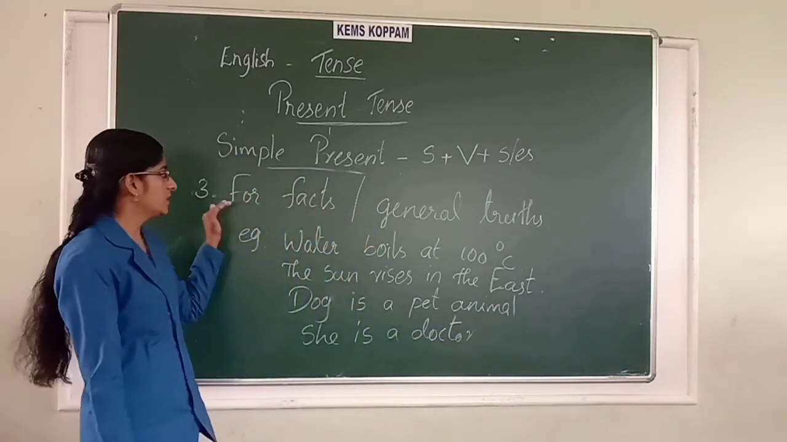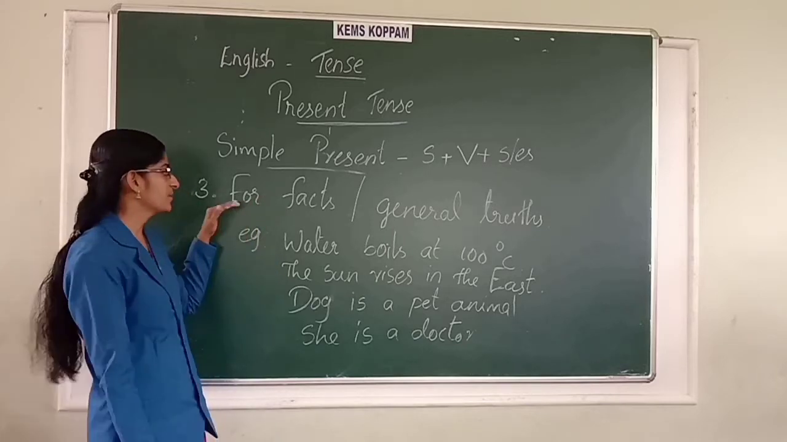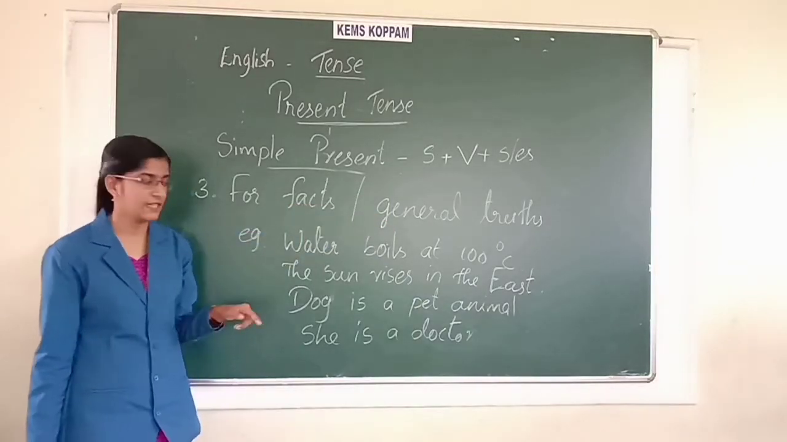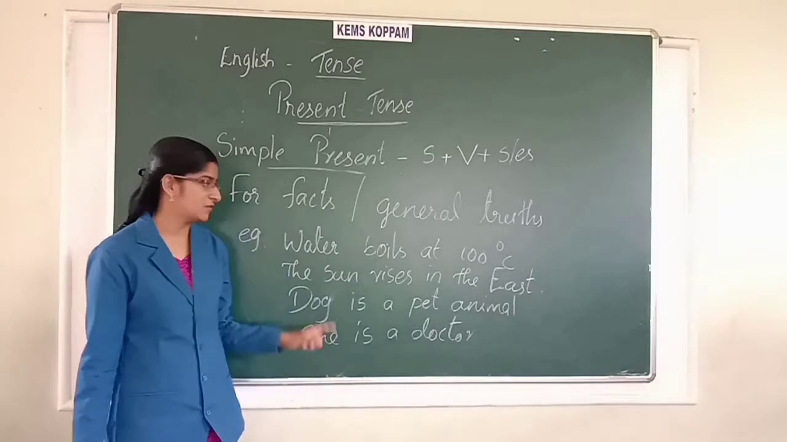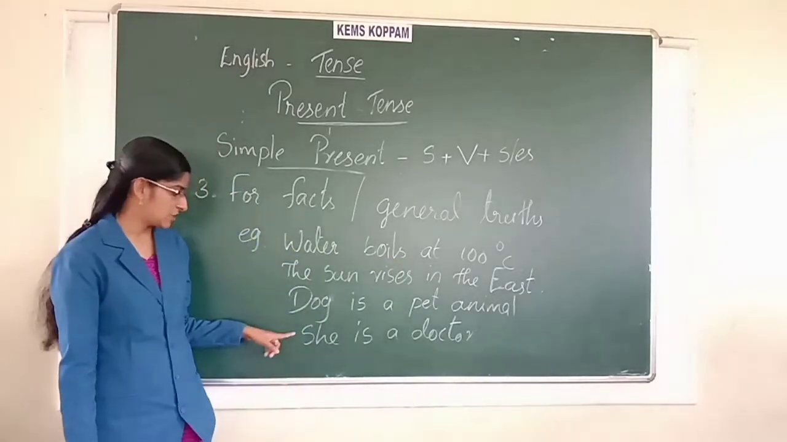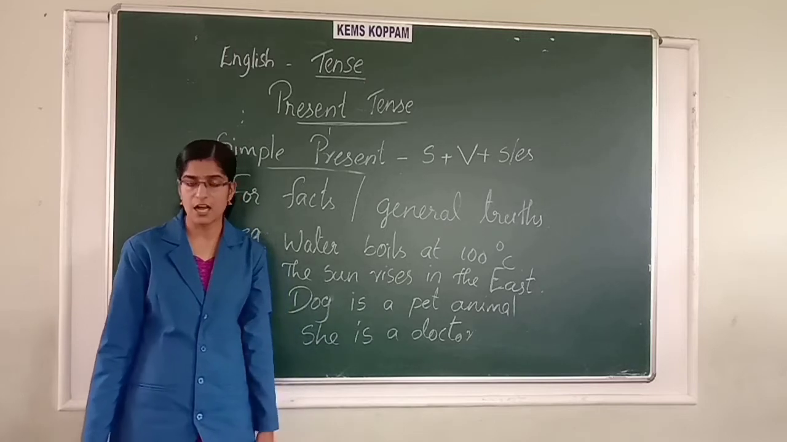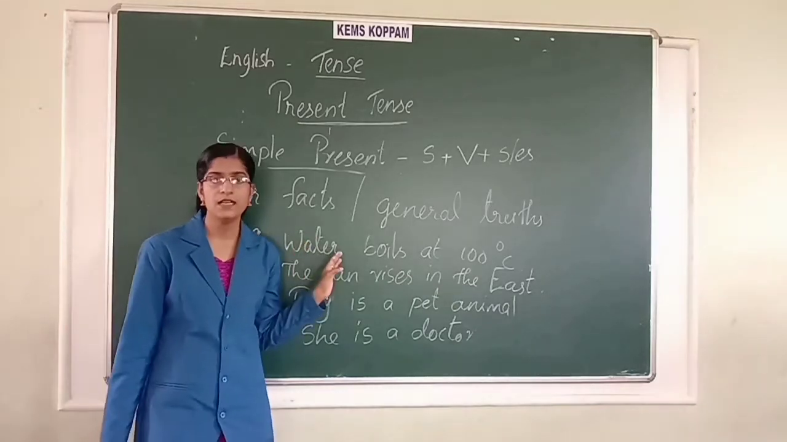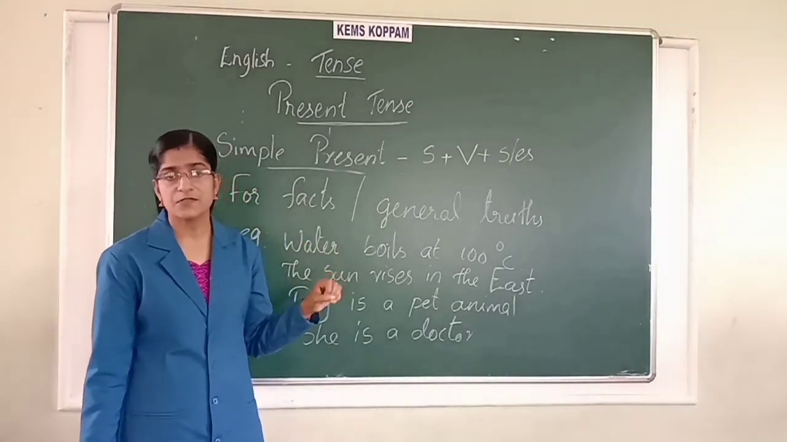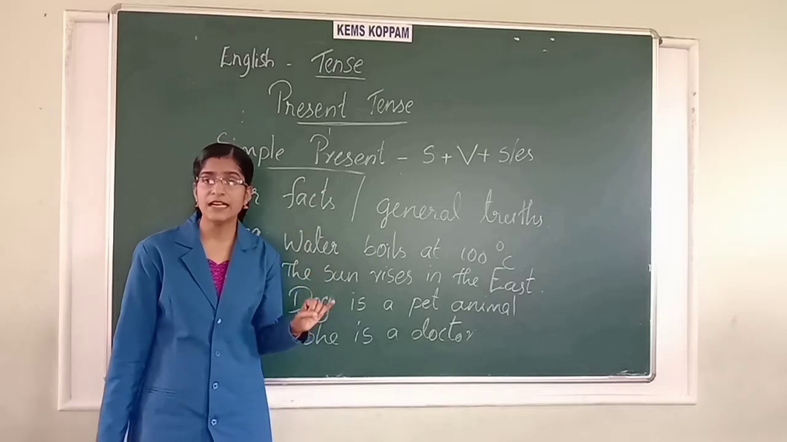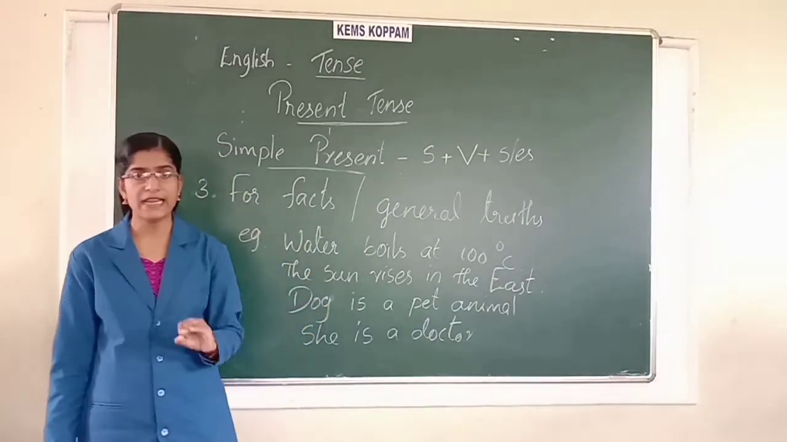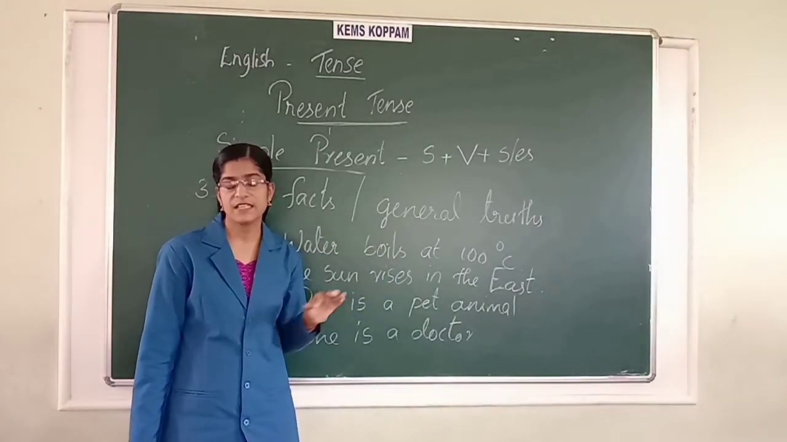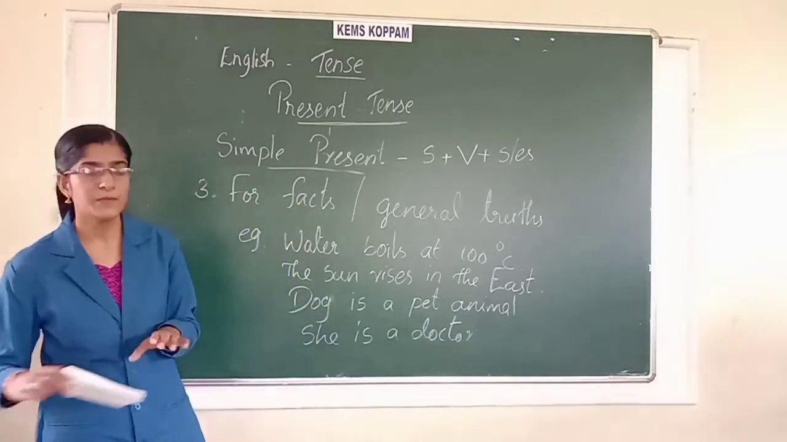The third use of simple present tense is to say facts and general truth. Example, the sun rises in the east. Water boils at 100 degrees Celsius. She is a doctor. So these are the three main uses of simple present tense. The first one is for repeated and regular actions, the second for habits, and the third one to say facts and general truths.